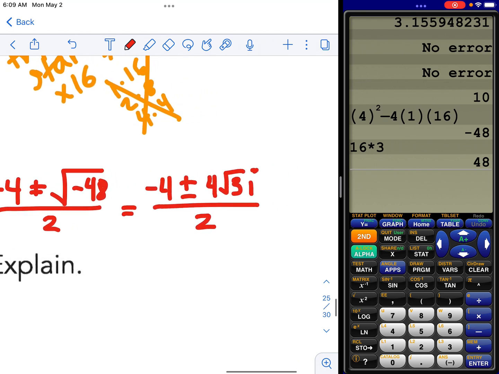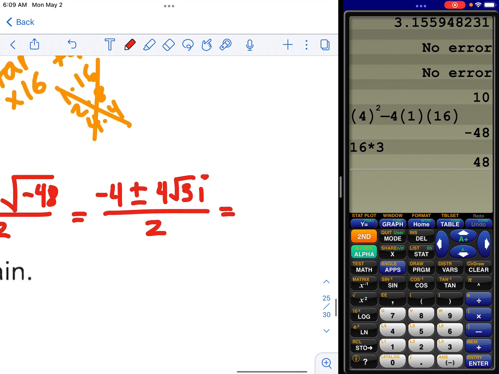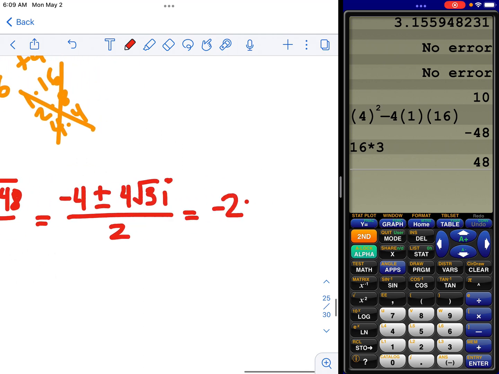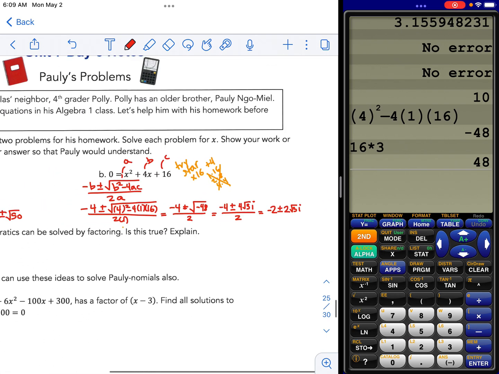So if you're just piecing this together, 48, 16 times 3, 16 comes out as a 4. The negative sign, square root of a negative, is the i. And then if I divide both of those by 2, it's minus 2 plus or minus 2 root 3i. So there's the answer to that.